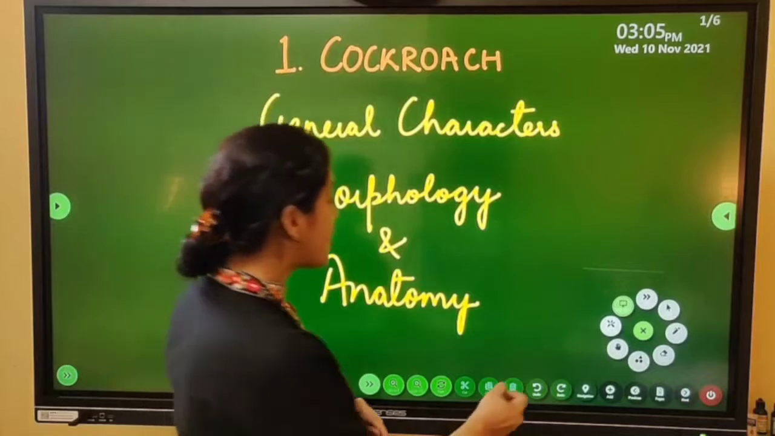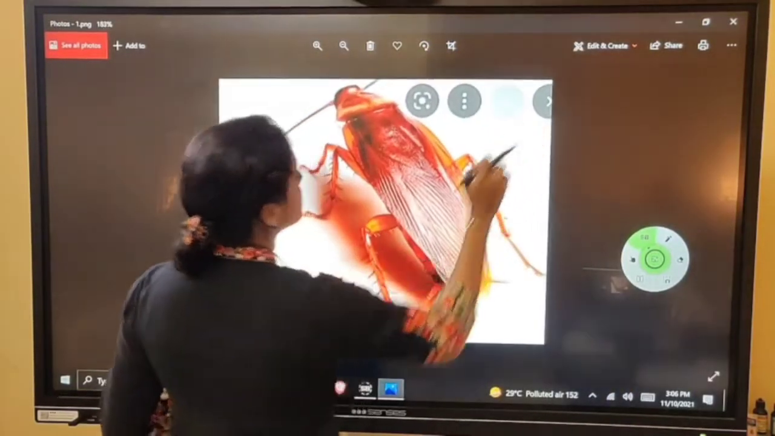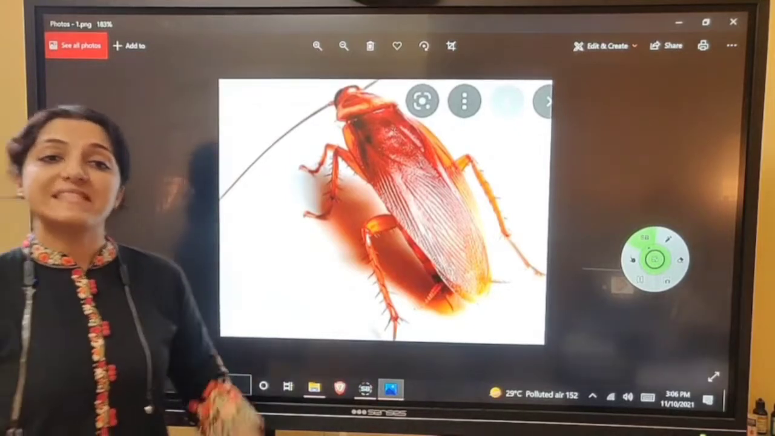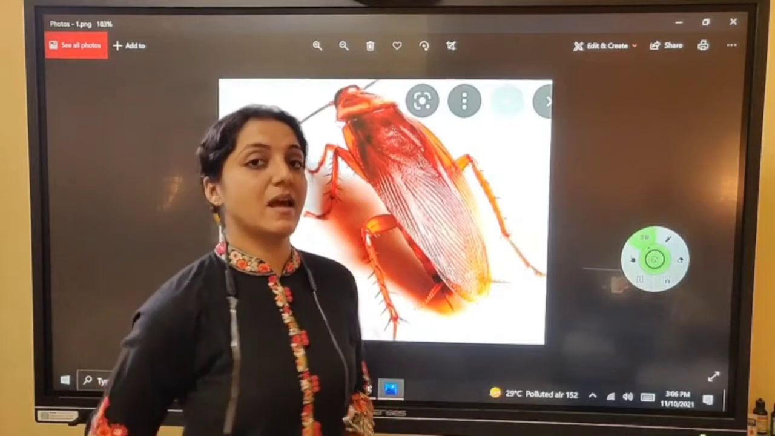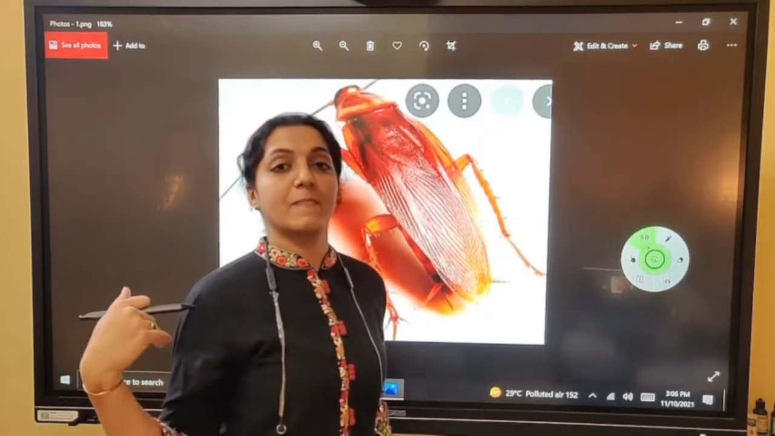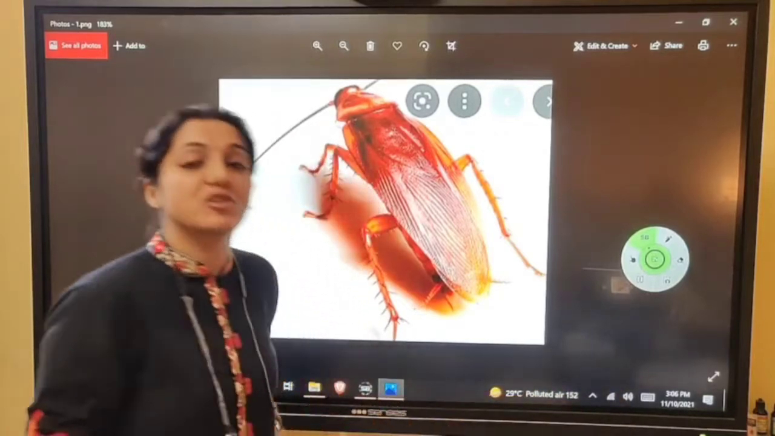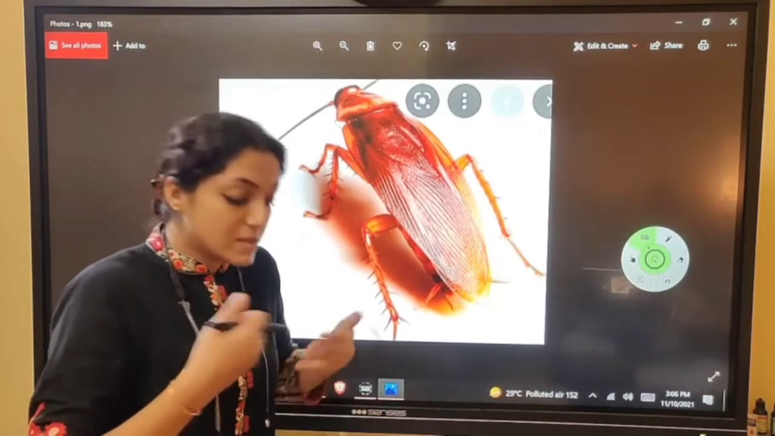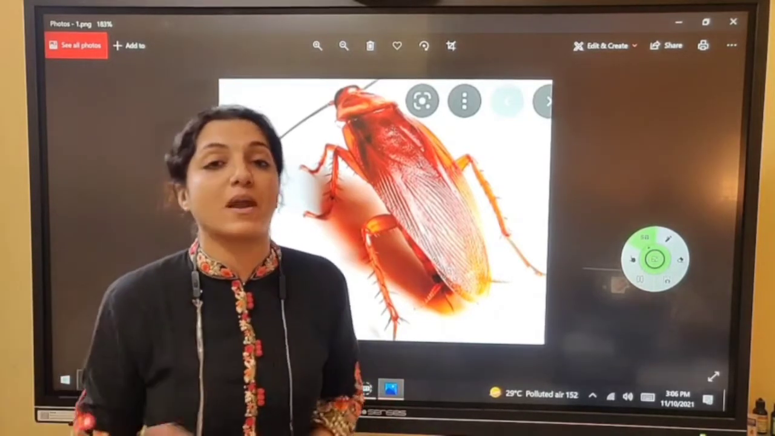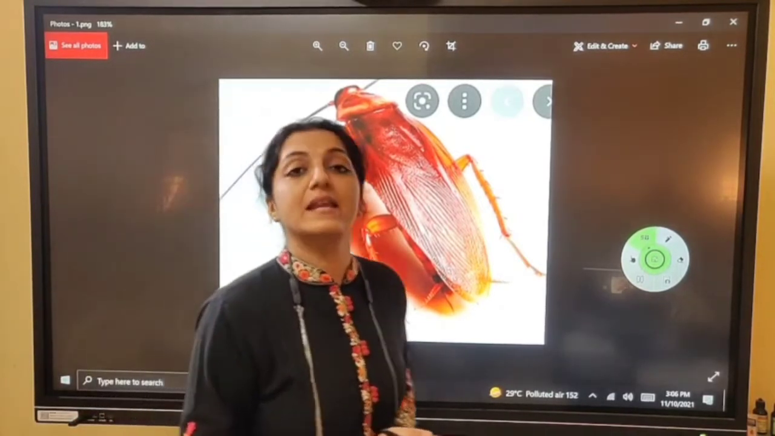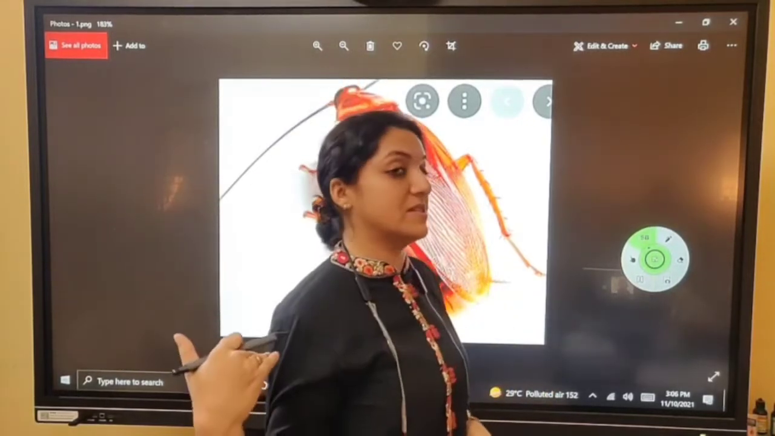Now, to start with, we are seeing the cockroach. So this is the cockroach. If I'm standing like this, this is my ventral side and this is my dorsal side. If I go on my hands and legs, in a crawling position, my ventral side will face the floor and the dorsal side will come on top. See again, if I'm standing like this, this is my ventral side, this is my dorsal side.